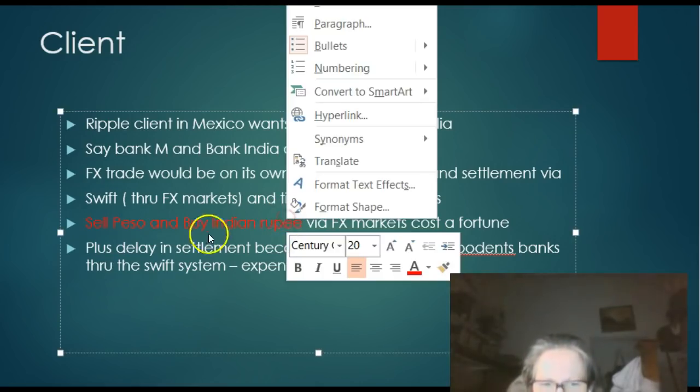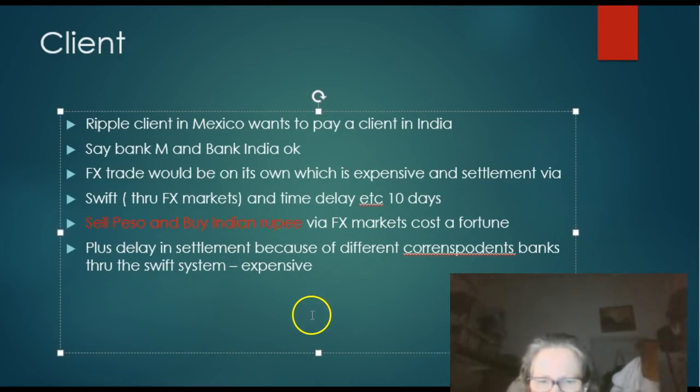Number one, peso against Indian rupiah is not a very liquid currency pair, very illiquid. So the spreads on that would be very wide. Also, number two, there would be delay in the settlement process in terms of using SWIFT.